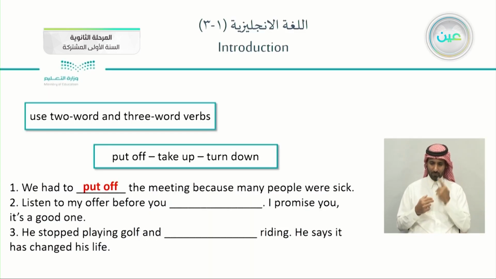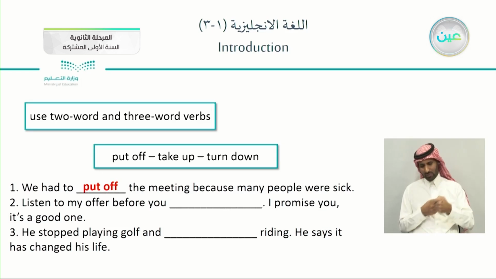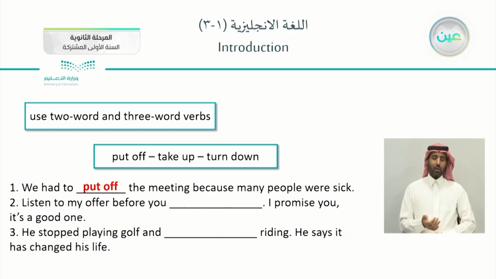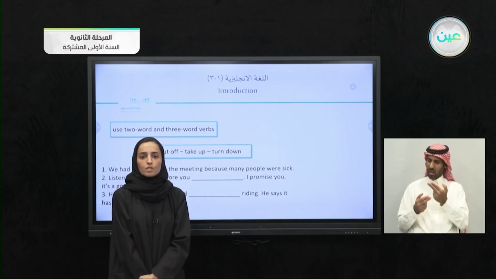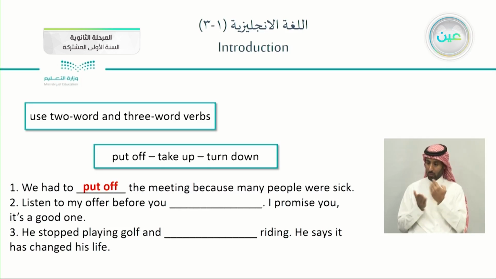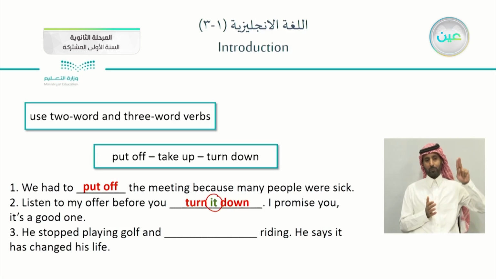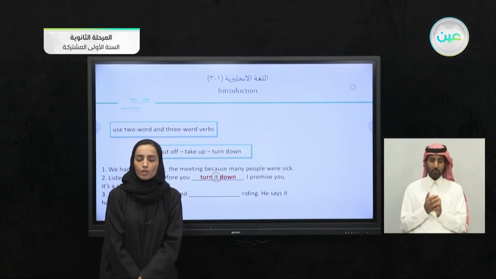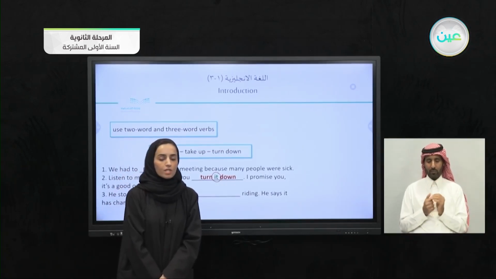I will say here, let's put it off. Let's put the meeting off. Not today, we will do it later. Next, listen to my offer before you. I promise it's a good one. Before you say no, refuse, decline it. So here I will say, listen to my offer before you turn it down. You can separate it and add the pronoun somewhere in the middle. Turn the offer down. Say no to it.